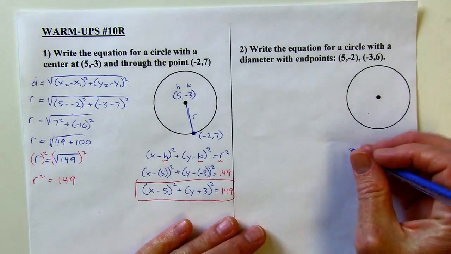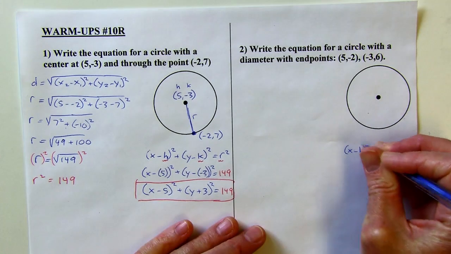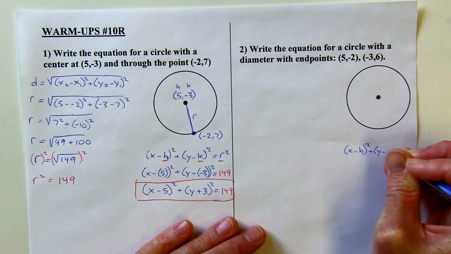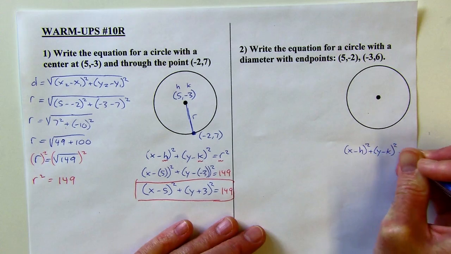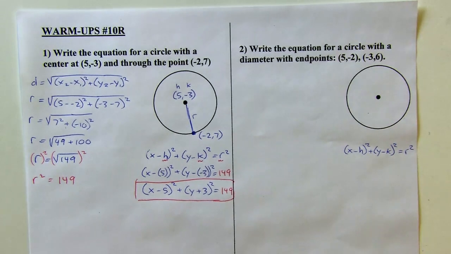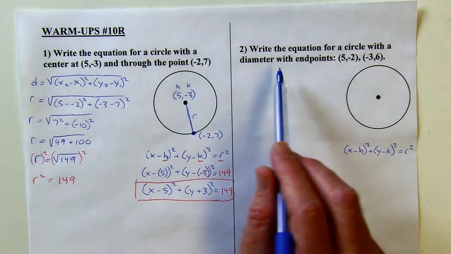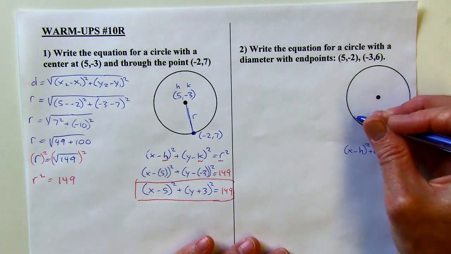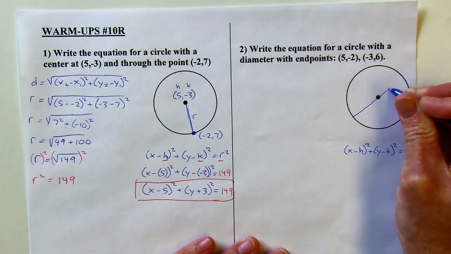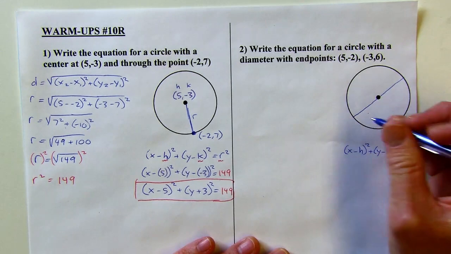It's another circle, so I'm thinking (x − h)² + (y − k)² = r². Okay. All right, so let's put the given info in. This time they don't give me the center, they give me the endpoints of a diameter. So remember, a diameter is going to go from one end of the circle to the other. It's going to pass through the center.